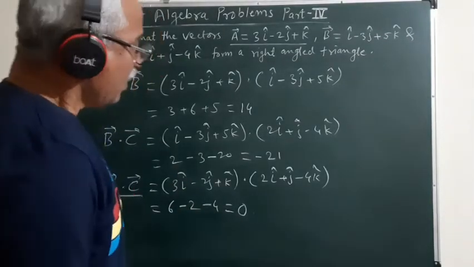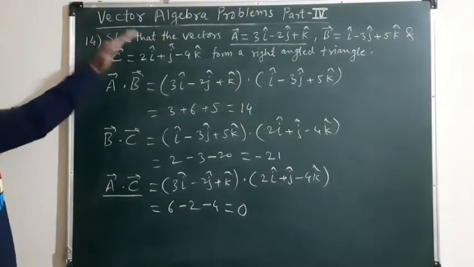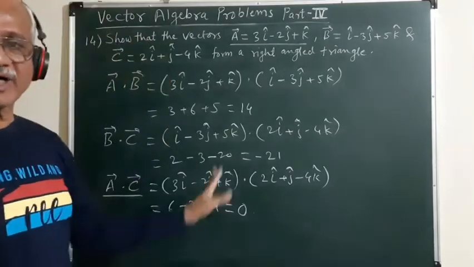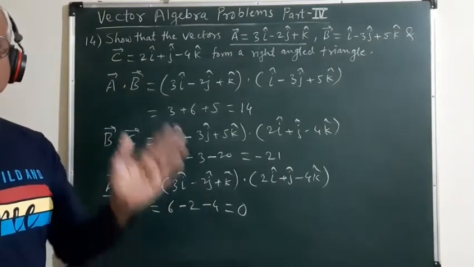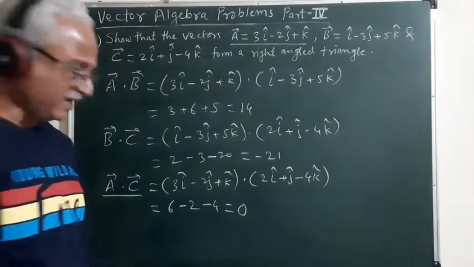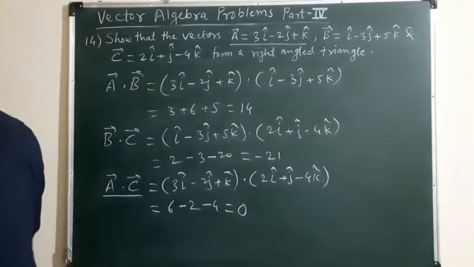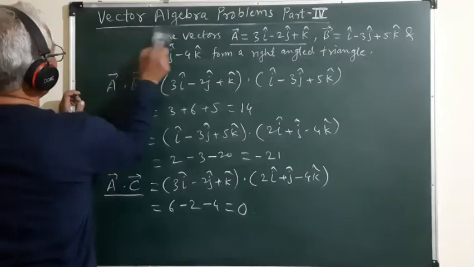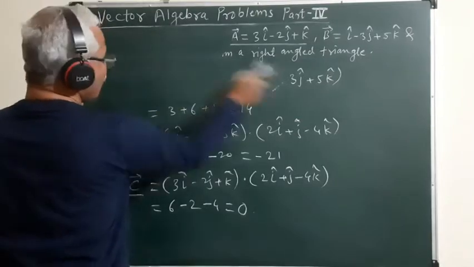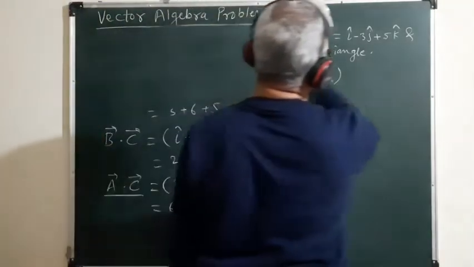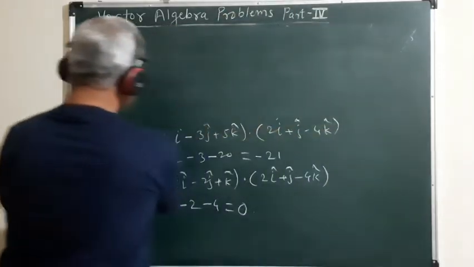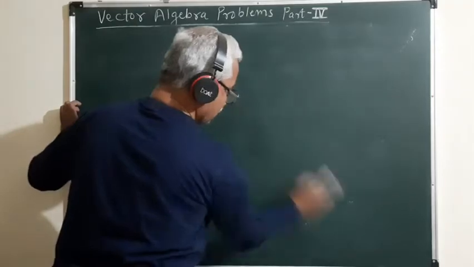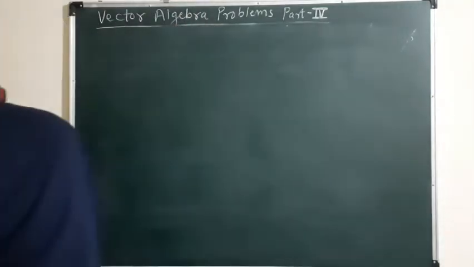So the triangle formed by these three vectors a bar, b bar and c bar is a right angled triangle. So that is how we can prove that the three given vectors form a triangle, and the triangle formed by these three vectors is a right angled triangle. Okay. So let us see the next problem.